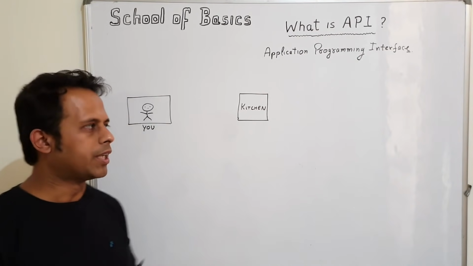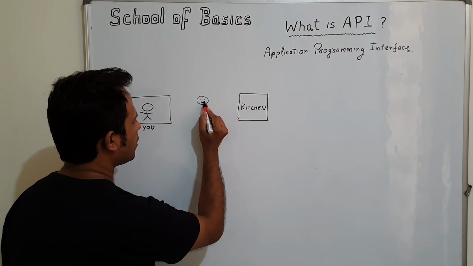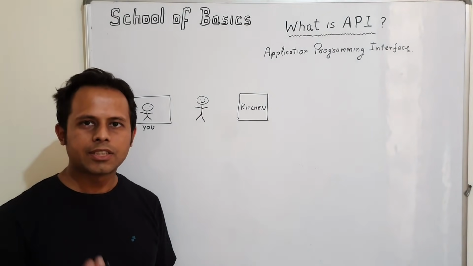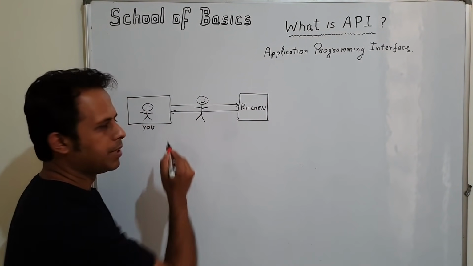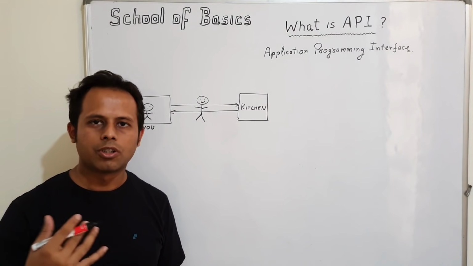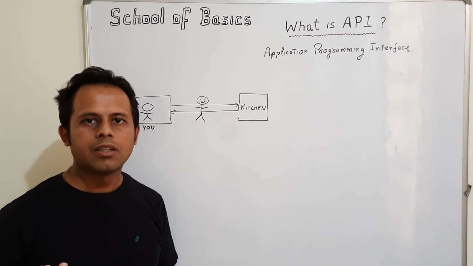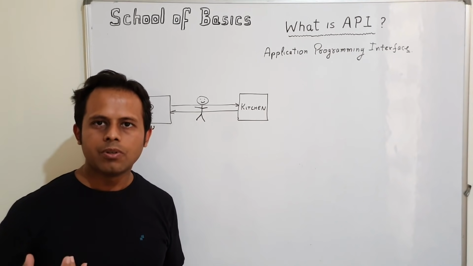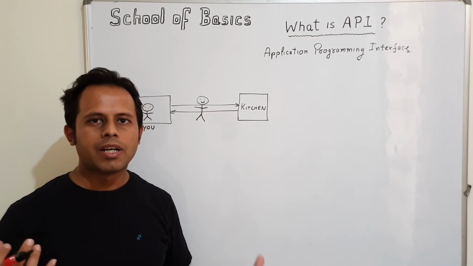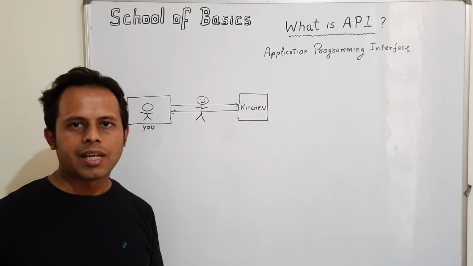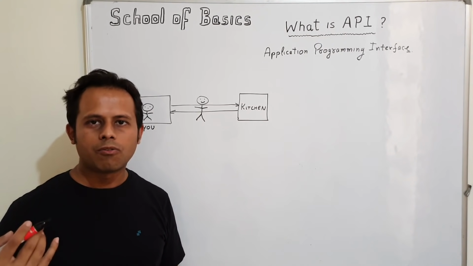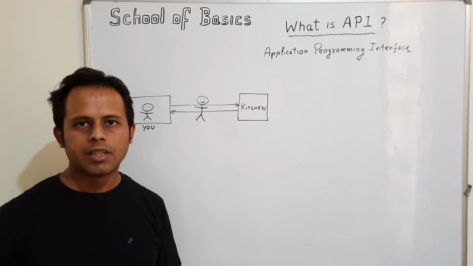So this person is the waiter. So we have a waiter here, and the waiter takes your order, goes to the kitchen, and from the kitchen brings your order or your food and places on your table. So this waiter enables the communication between you and the kitchen, and that is why waiter here acts as an API.